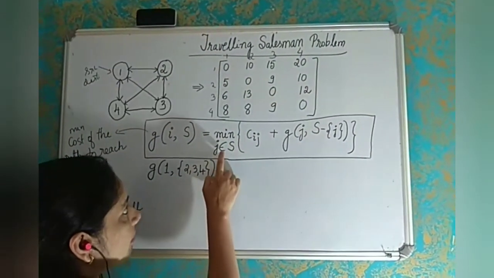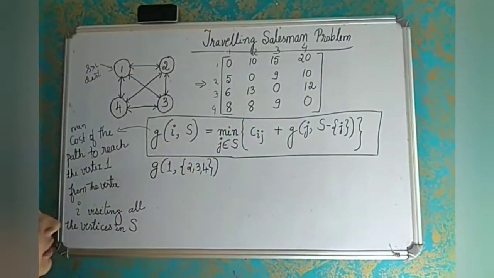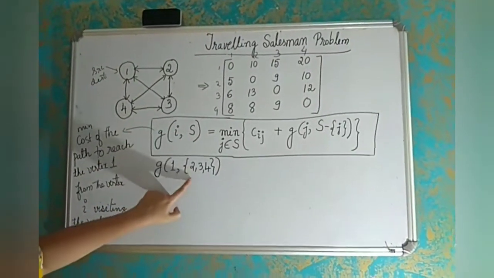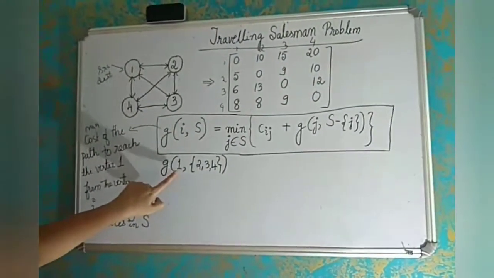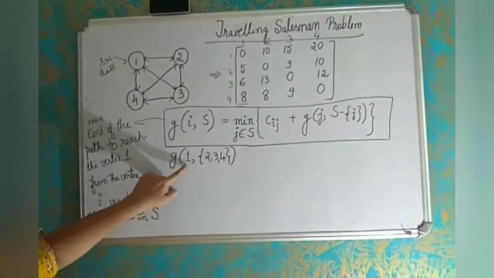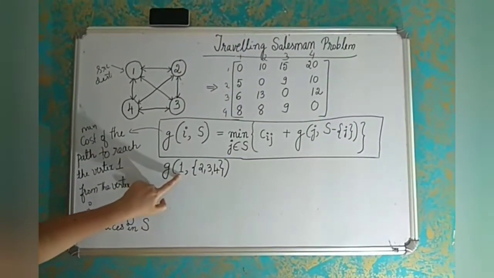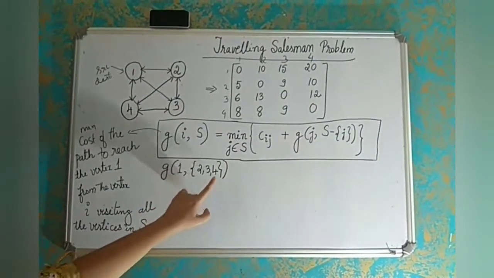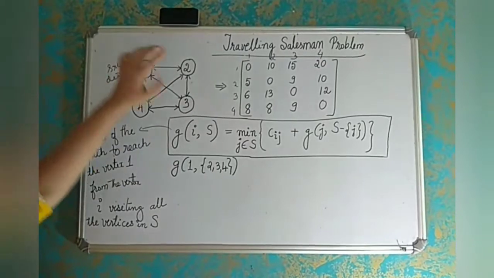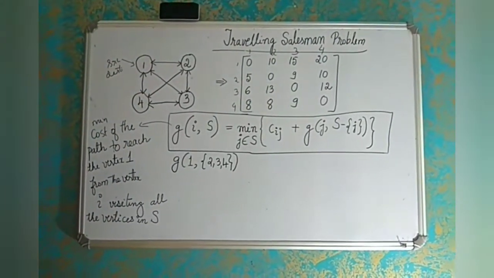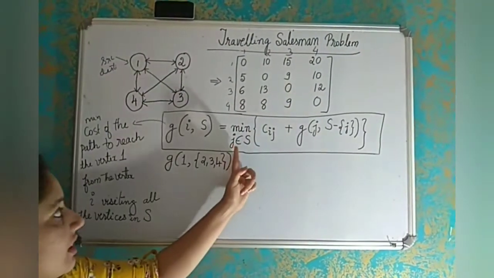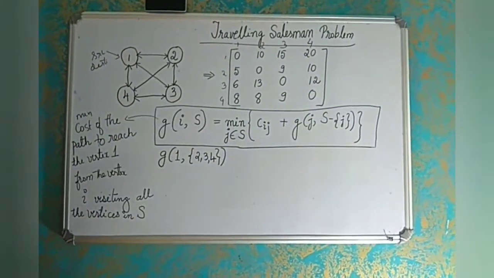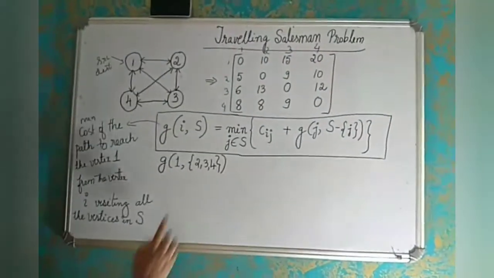So j means we are considering the set of vertices inside this S. Here you see the traveler has to travel from the vertex 1 and reach the vertex 1 after visiting all the vertices in S. All the vertices here are 2, 3, 4, because in total we have 4 vertices. So here j is nothing but the value inside S. j belongs to S, so you have to take one by one. First you have to take 2.